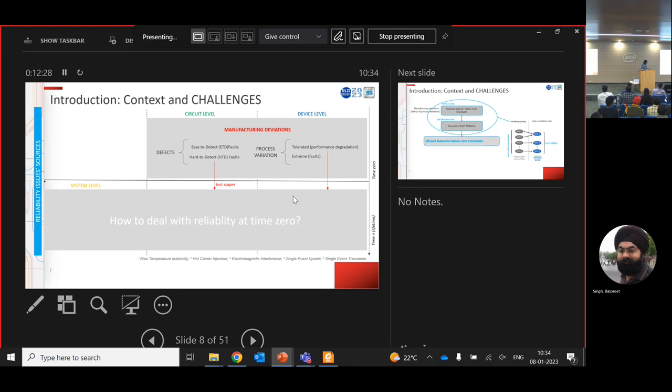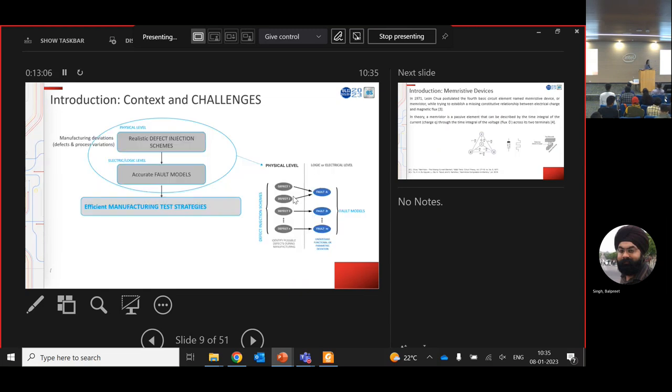However, in this talk today, I'm going to address the reliability issue at time zero, which means I'm going to concentrate on showing how to properly test this device. Because one important point is that if you have test escapes, if you are not able to properly test this device at time zero, we are going to have issues during lifetime. The test escapes can affect the reliability of the device.